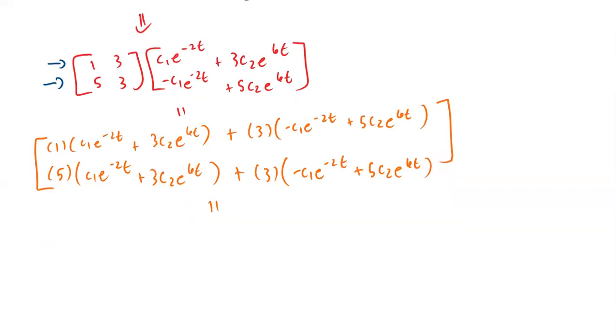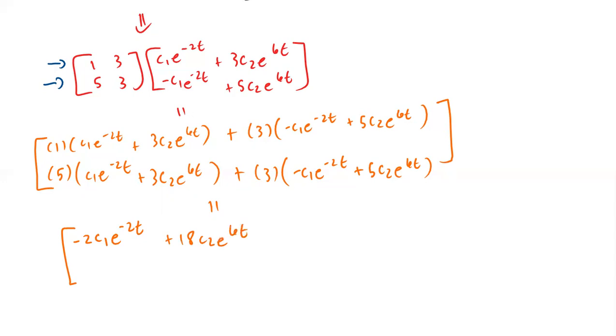So let's just combine like terms. We have 1c1 e to the negative 2t minus 3c1 e to the negative 2t. So 1 minus 3, that's minus 2. So minus 2c1 e to the negative 2t. I'm just doing the first row first, and I have 3c2 e to the 6t plus 15c2 e to the 6t. So that's 15 plus 3, that's 18 of them. So plus 18c2 e to the 6t.